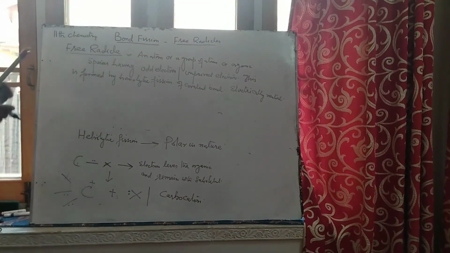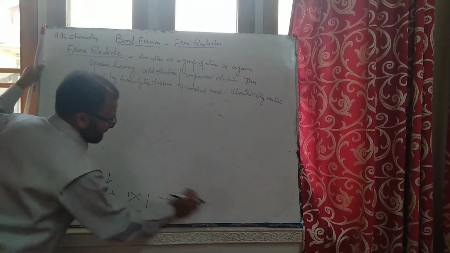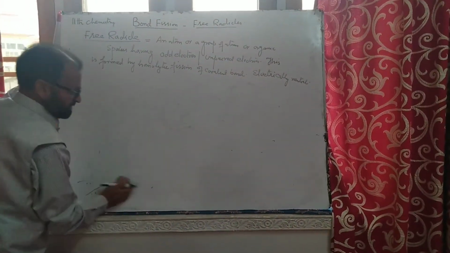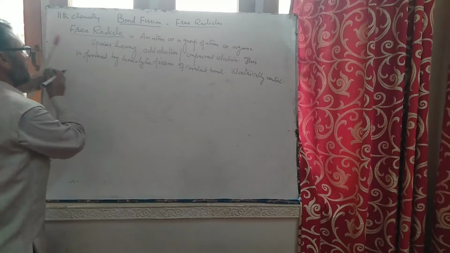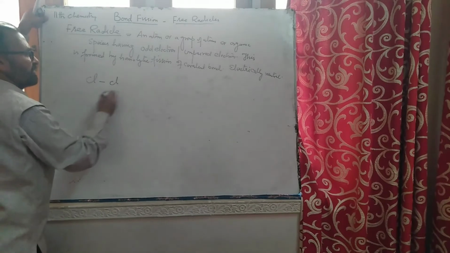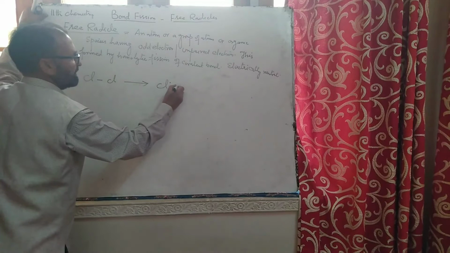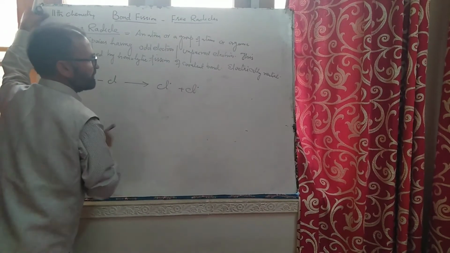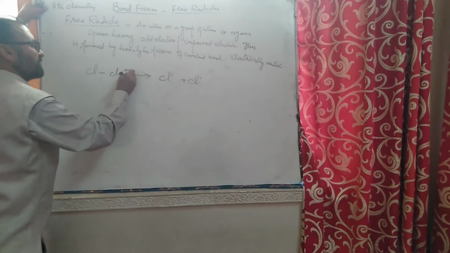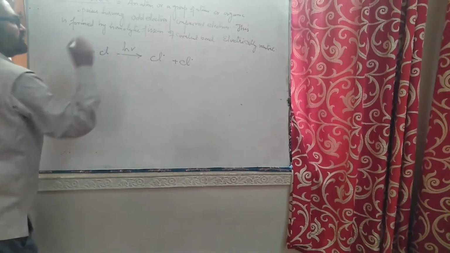Now, I will show it. This is initiated by energy, and the most common mode of homolytic fission is in the vapor phase. For example, I will show chlorine. Here we get Cl free radicals. Here ultraviolet light is used.